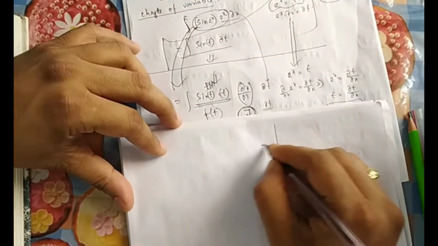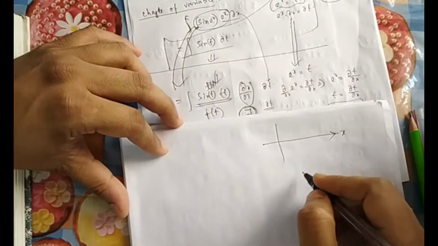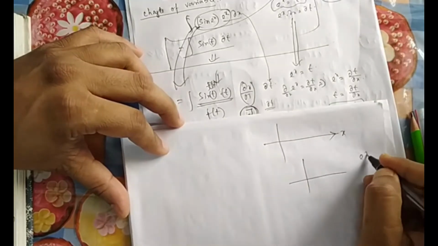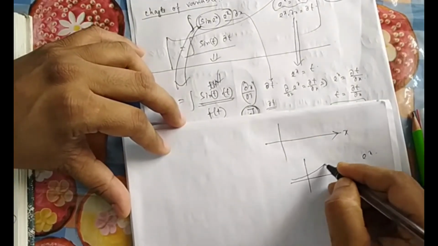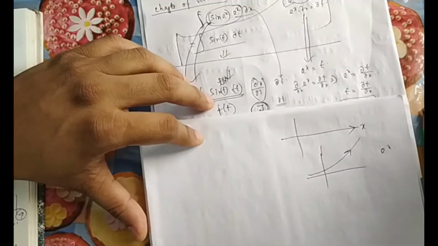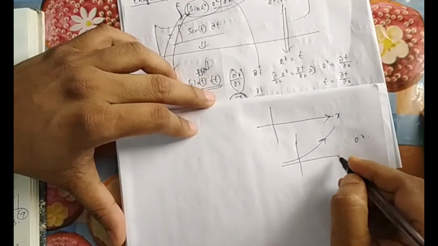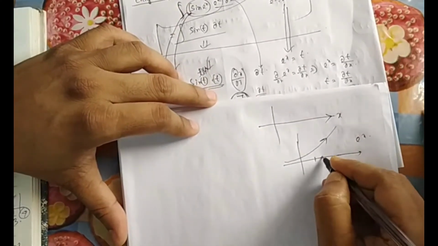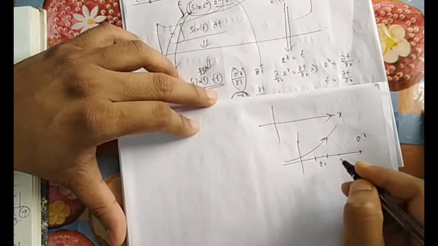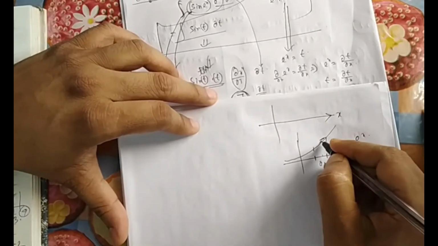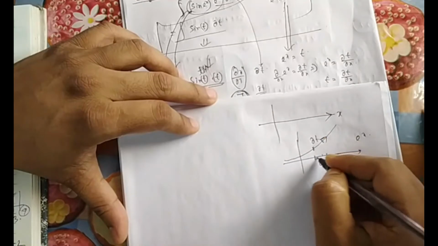Let me draw it here. Earlier we were going to only x. Now you are going to e to the power x. So your e to the power x is this one. You can think of it in this way: we are moving in this direction dx. Suppose this was my dx. Now you want to move in this direction, so this will be my new dt, not this one.